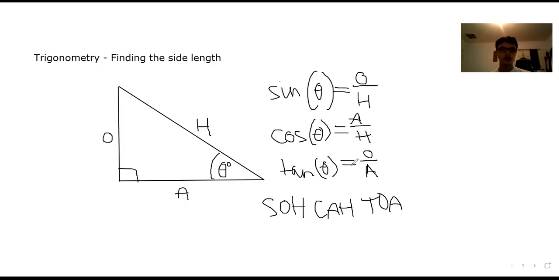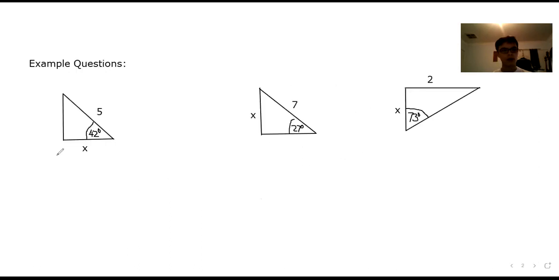Hopefully this should make some sense now. So let's get into some example questions. All right, let's do this first question.